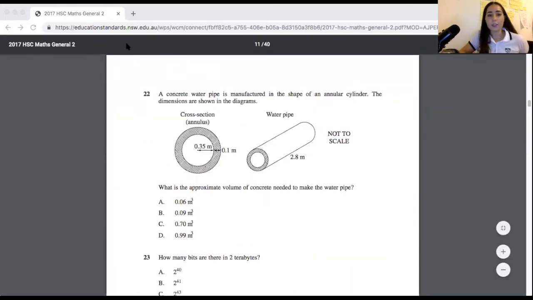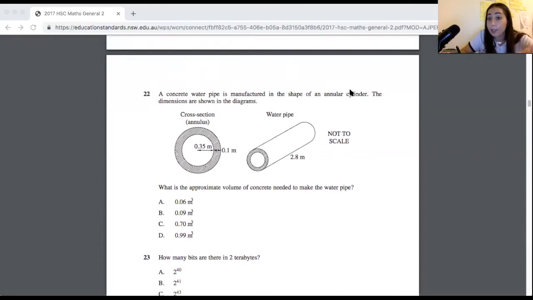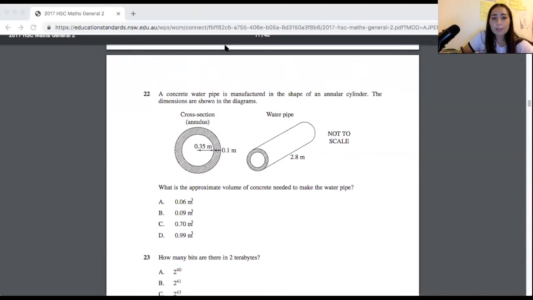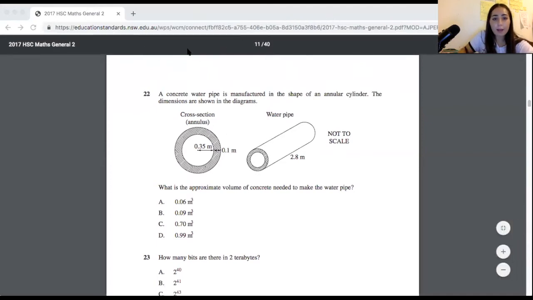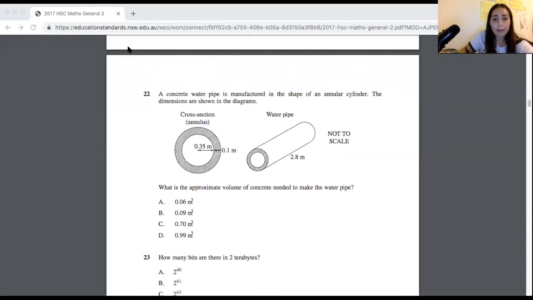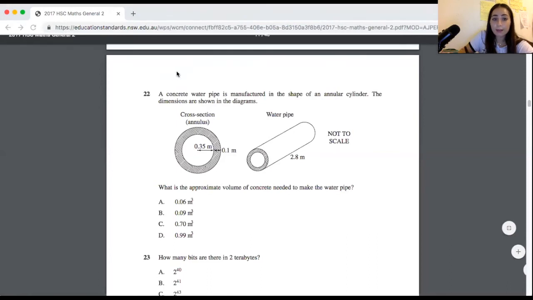And lastly, question 22. This is the same paper, 2017. This is also a multiple choice question. Question 22 states, a concrete water pipe is manufactured in the shape of an annular cylinder. An annular cylinder is basically a cylinder with a cross-section of an annulus. So an annulus is basically like a donut. The dimensions are shown in the diagram. So this is lovely, they give you the cross-section right here. So that makes your job a lot easier.